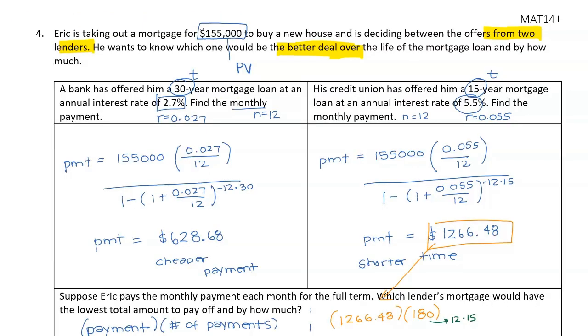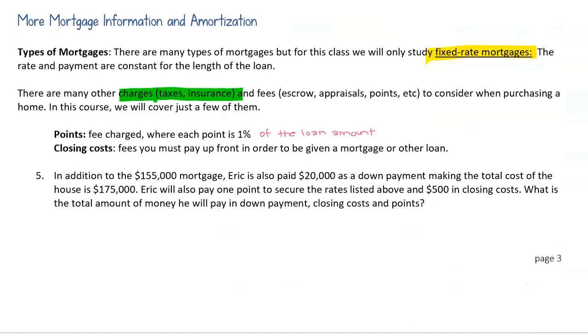We're going to go back to the problem that we did in the previous video with Eric and his mortgage of $155,000. With that loan from Eric, he also had $20,000 of a down payment, and it said he had $500 in closing costs, and he also had to pay 1 point to secure the rate. All of those things are due when you sign papers for your loan. So we want to know what is the total amount of money that he pays.